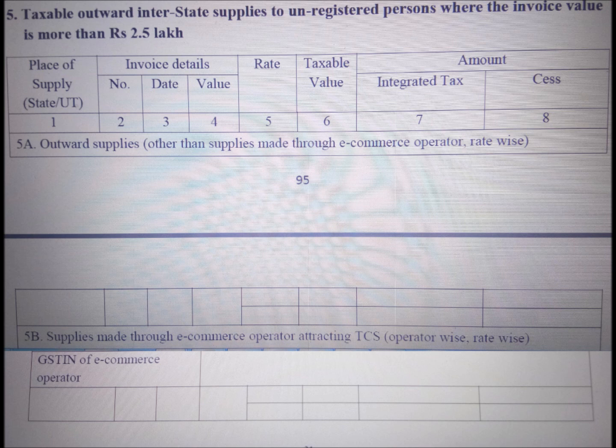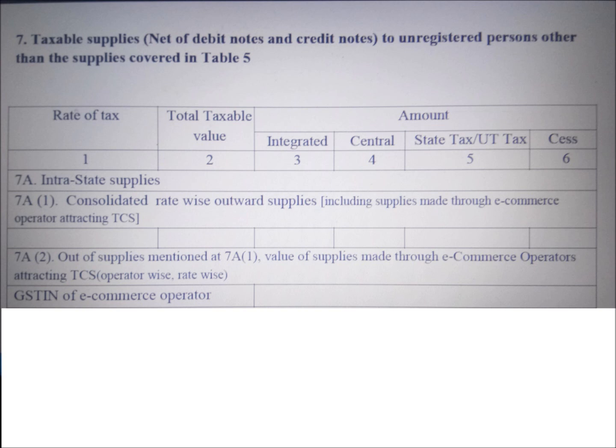And these details are to be segregated in two parts. One is outward supply other than supplies made through e-commerce operator, and second one is supplies made through e-commerce operator. Then comes Table 7 of GSTR 1.